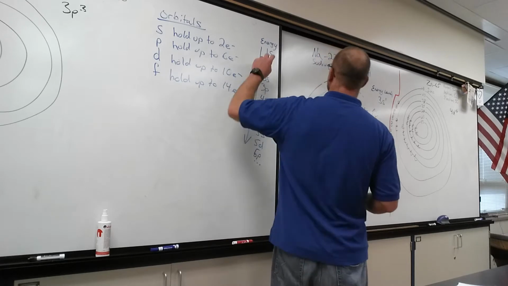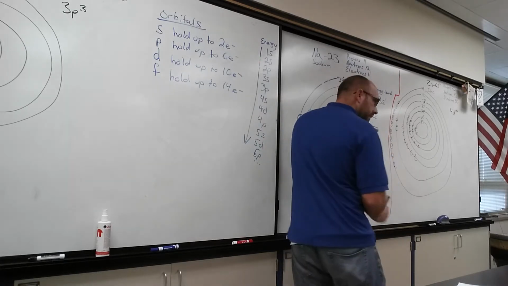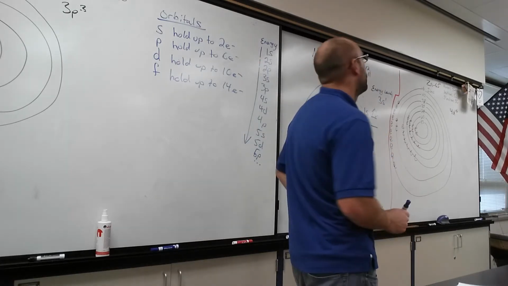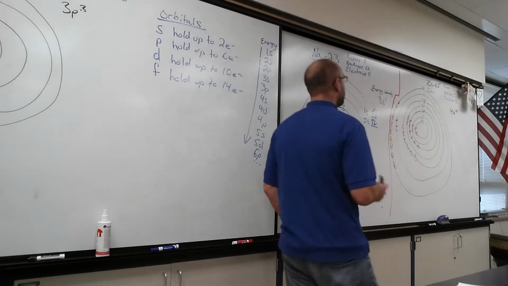What's after 1s? 2s. 2s can hold how many electrons? 2. So 1 line, coming in pairs. Up arrow, down arrow. 2 arrows, 2 electrons.